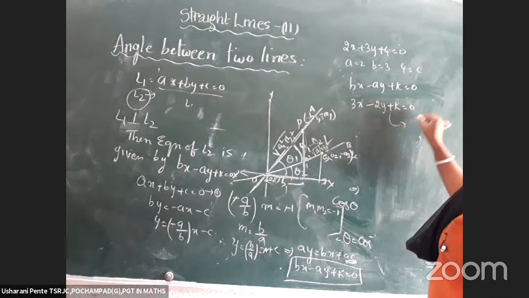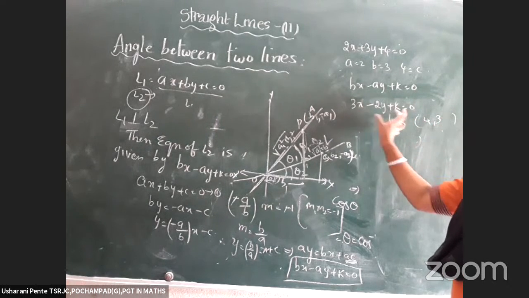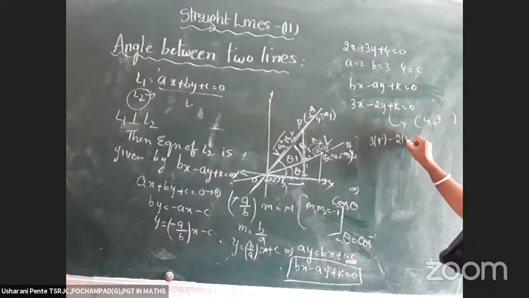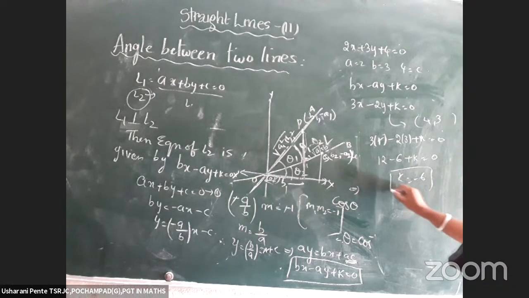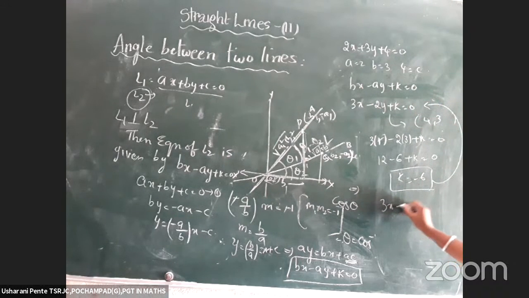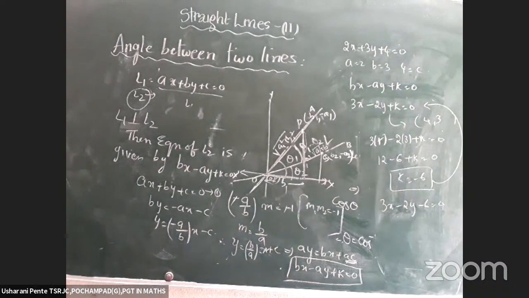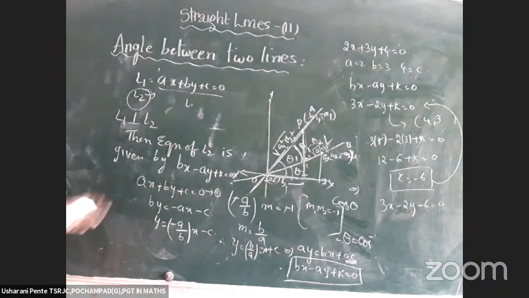If they have mentioned that it passes through some point, say 4 comma 3, just substitute that point here, and we'll get the value of k. That is 3 times 4 minus 2 times 3 plus k is equal to 0, that is 12 minus 6 plus k is equal to 0, so k is equal to minus 6. Substituting this k value again, the equation of the line perpendicular to the given line is 3x minus 2y minus 6 is equal to 0.